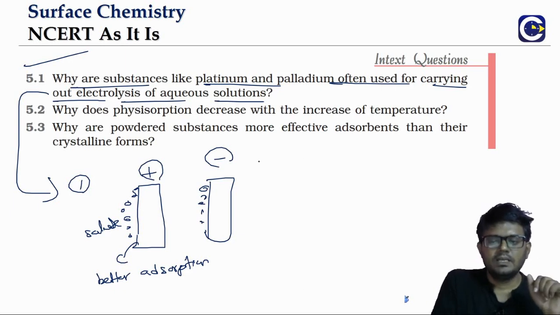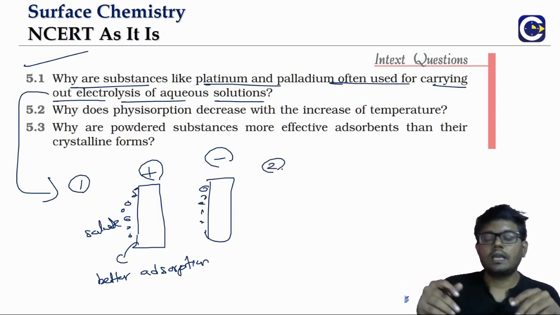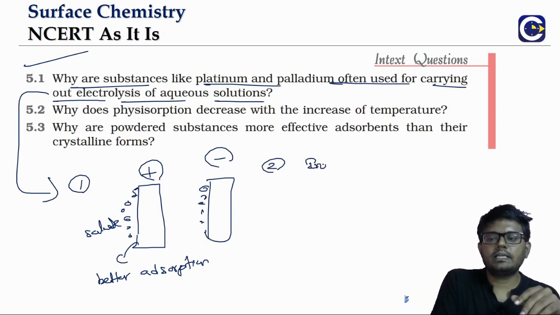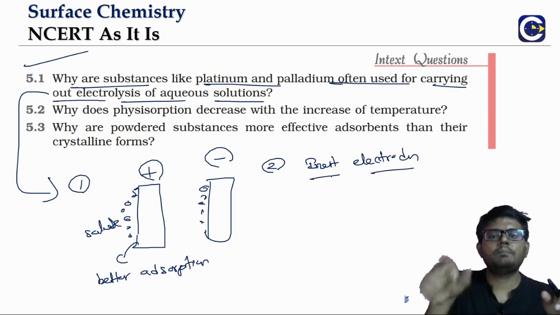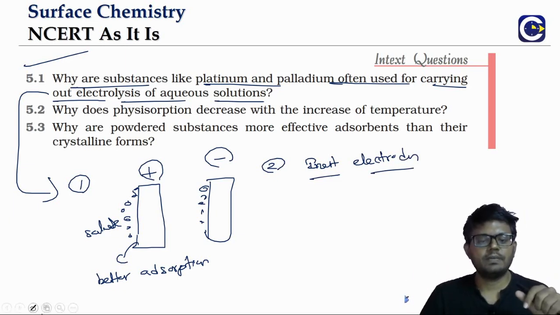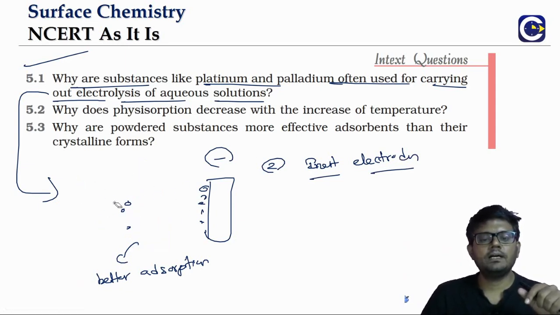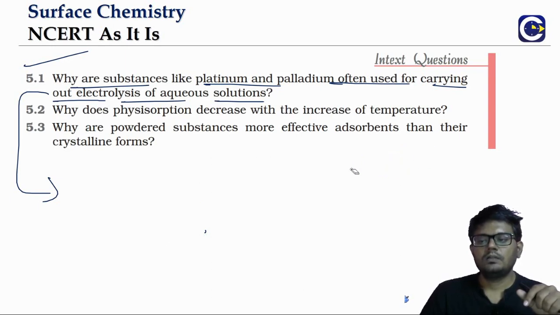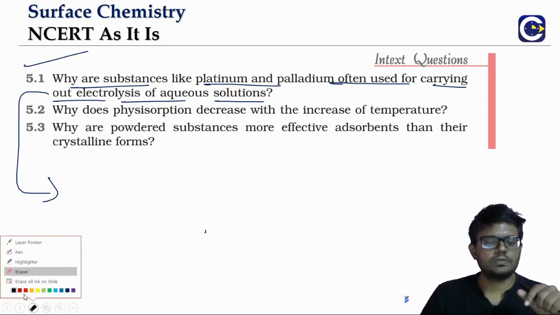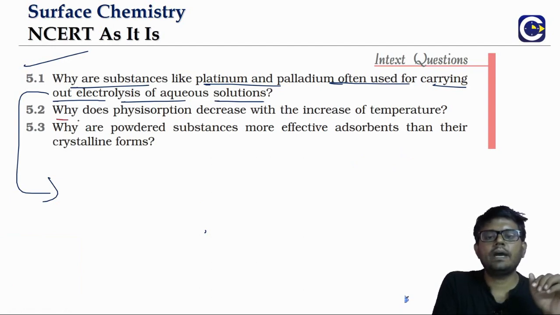That's one reason. The second reason is related to electrochemistry: these are also inert electrodes. Inert electrode means they themselves will not be a part of the reaction. So platinum and palladium, we call them inert electrodes. But here the reason that we are looking for is that they provide better adsorption of the particles from the solution or the electrolyte. That's the reason why we use them as electrodes. The second question is, why does physisorption decrease with increasing temperature?